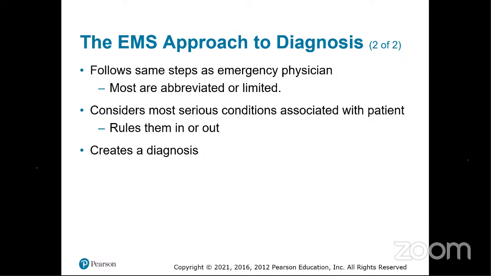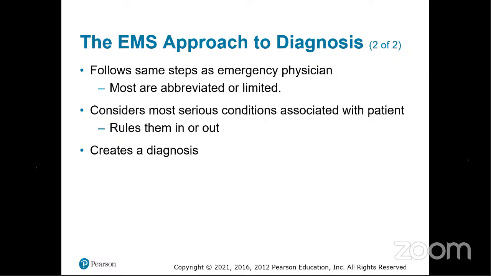Consider the most serious condition associated with the patient. So somebody that comes in with difficulty breathing, what's the most serious condition they could have? Heart attack. Somebody with severe stomach pain, it's a GI bleed. We'll go over some of these specific emergencies in later chapters, but we're always going to assume the worst until it gets ruled out.